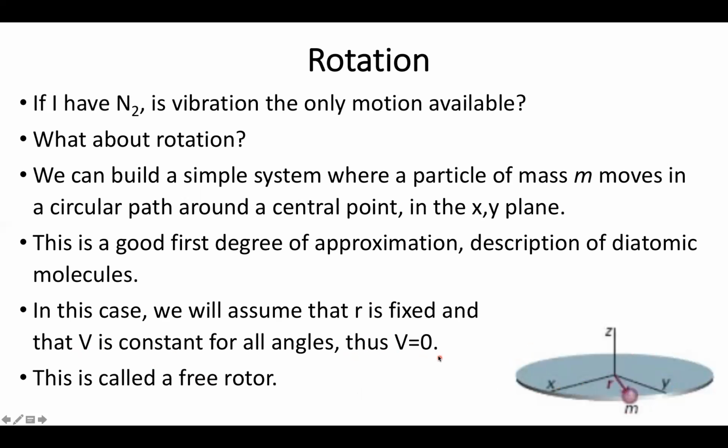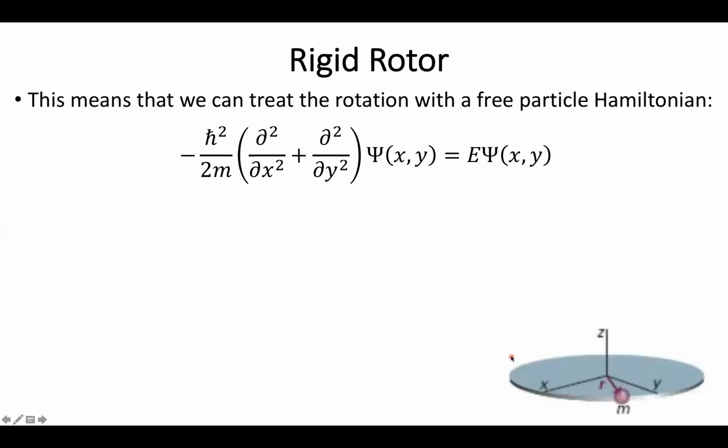So as usual, I now have a movement of a particle. The first thing I'm going to do is come up with a Hamiltonian. So we're going to call this again the rigid rotor for that fixed r distance. And we now have essentially a particle moving in the xy plane. So I've got my two-dimensional Hamiltonian that I'm going to apply to my wave function.